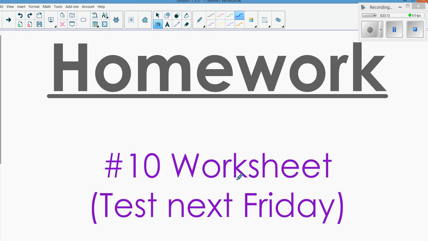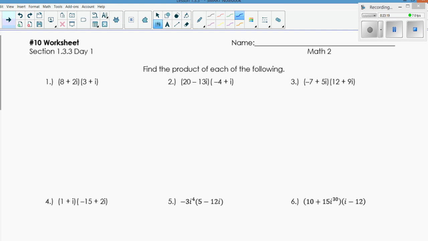So we're going to go back and we're going to add, subtract, multiply, divide, and we're going to go back and even simplify radicals with imaginaries. Okay? So your homework looks like this. Find the product of each of them. Then just follow the rules. Do some side work to figure out your i's.